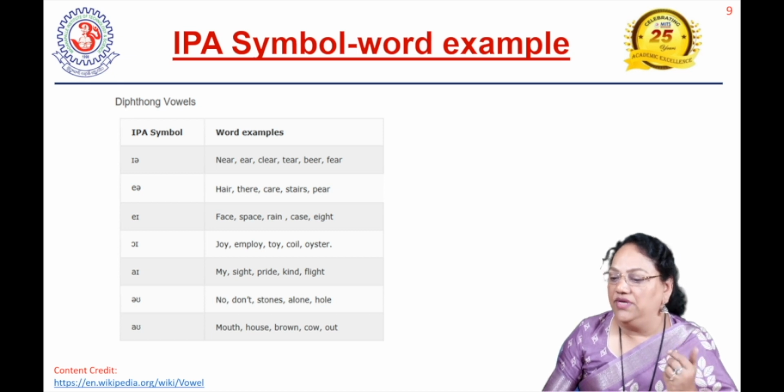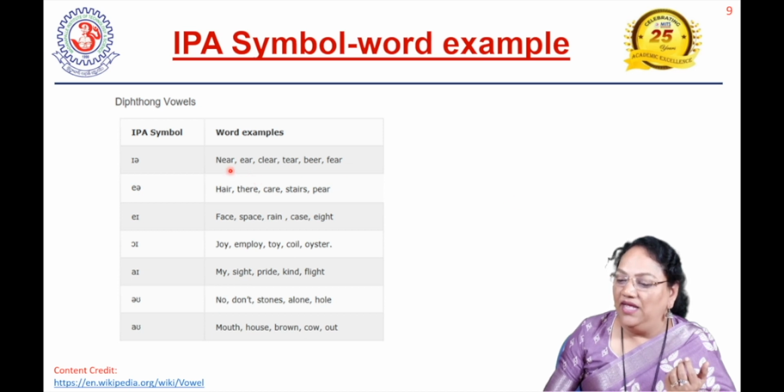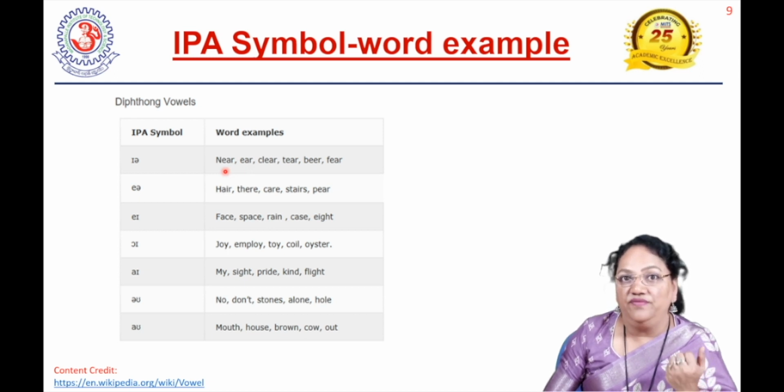I think I have to take you through the word examples first. That is NEAR, near. You can observe that there are two vowels here, E and A, right? But how do we produce the sound for these two vowels? It is /ɪə/. That is near. Ear. Clear.